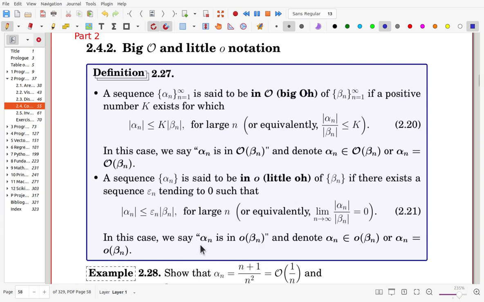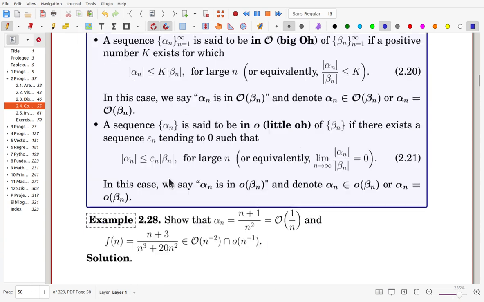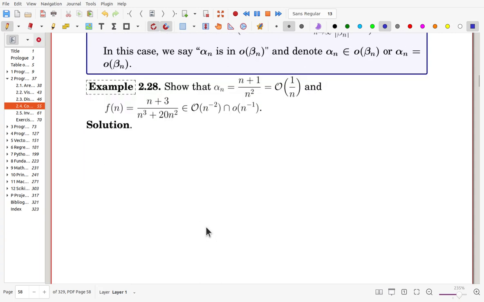Anyway, in this case we say alpha n is in little o of beta n, and we use the notation alpha n is in little o of beta n, or equivalently we may use the equality sign, alpha n equals little o of beta n. Let's see examples. Show that this one and that one. Let's try to show this second part.